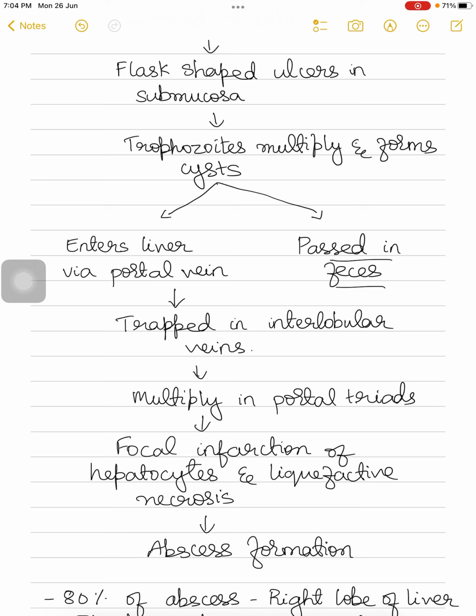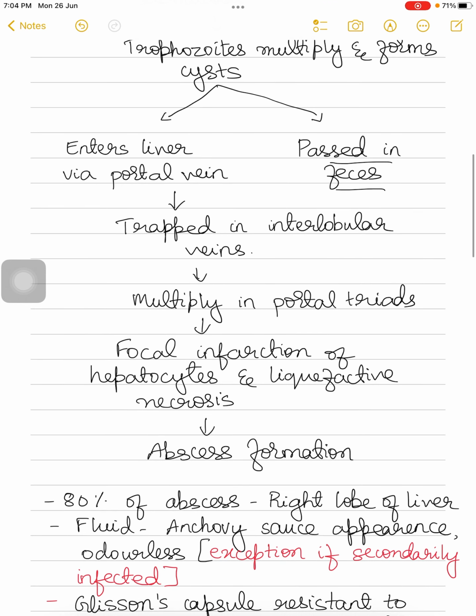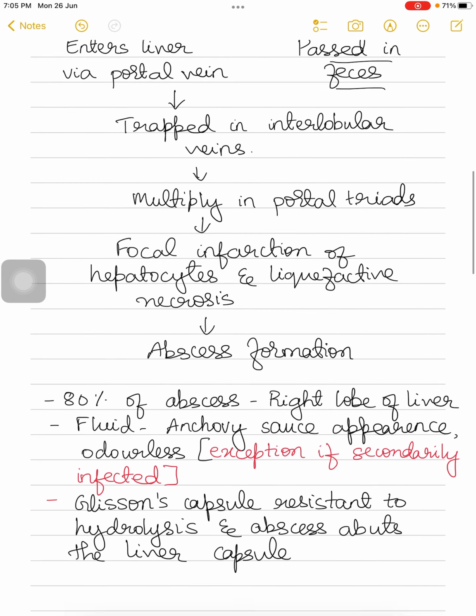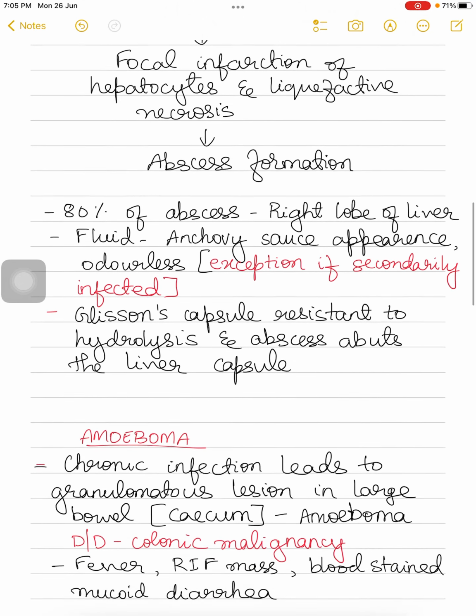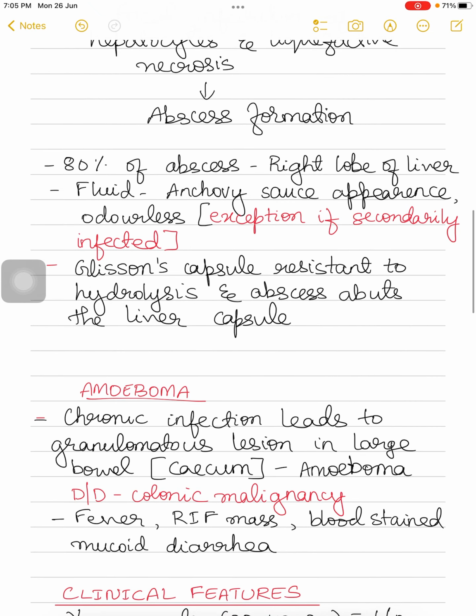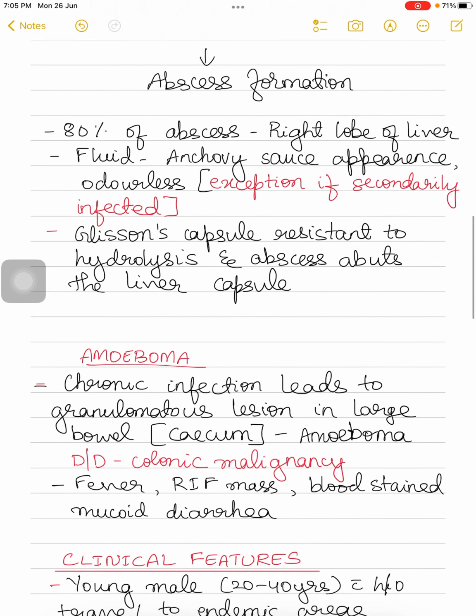They get trapped in interlobular veins, where they multiply in the portal triads, causing focal infarction of the hepatocytes and liquefactive necrosis, which ultimately leads to abscess formation. 80% of the abscesses are found in the right lobe of the liver, giving an anchovy sauce appearance. It is generally odorless. The only exception is if it gets secondarily infected, when it can be foul smelling. Glisson's capsule is resistant to the hydrolysis, and the abscess usually abuts the liver capsule.